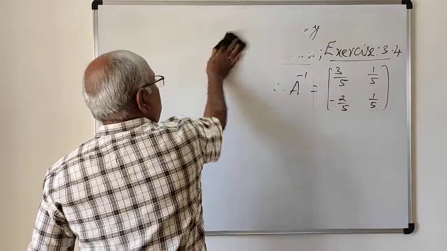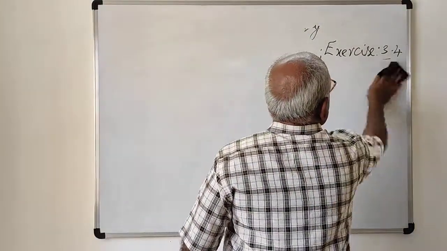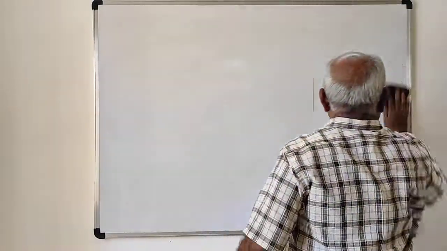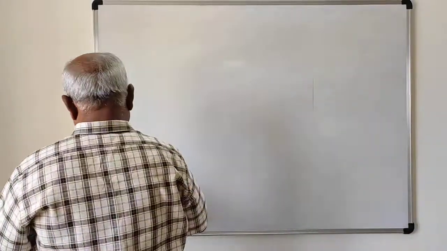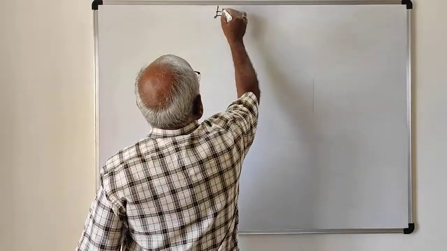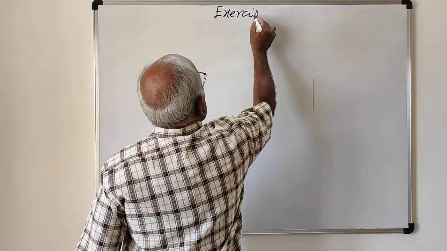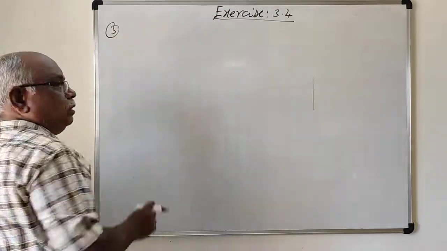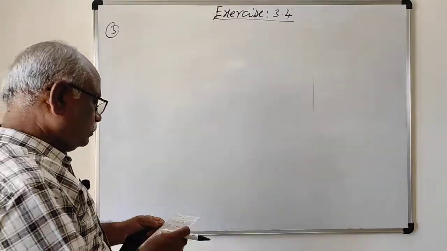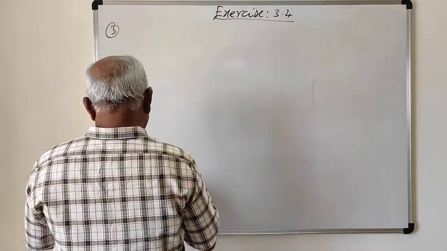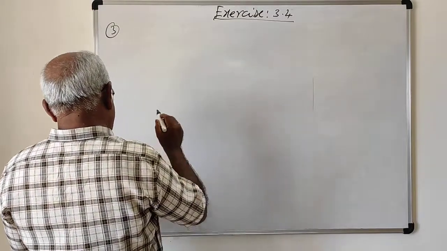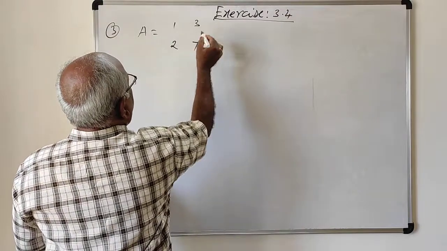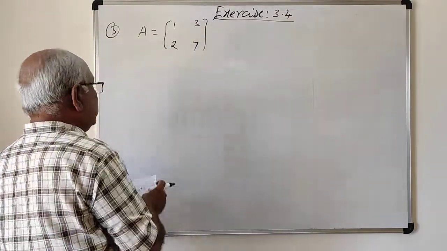Find out the inverse of a matrix A. In exercise 3.4, you are going to solve the third problem. Find the inverse of the given matrix A equal to 1, 3, 2, 7. You have to find out the inverse of A.